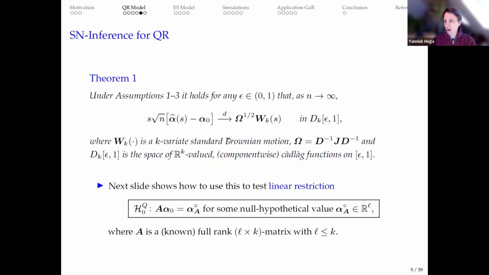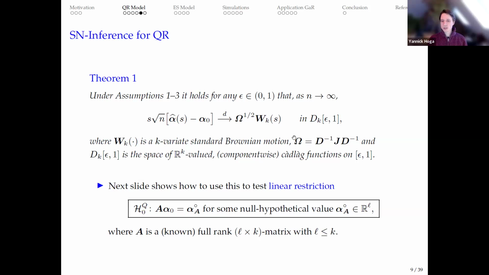We continue on to the functional central limit theory that we derived for the quantile regression estimator, which tells us that under these regularity conditions, our subsample estimator converges to a Brownian motion W_K(s) with variance-covariance matrix omega. So for s equal to 1, for the full sample estimate, we recover the convergence from above that alpha hat is asymptotically normal with this variance-covariance matrix. But the functional convergence can do more.